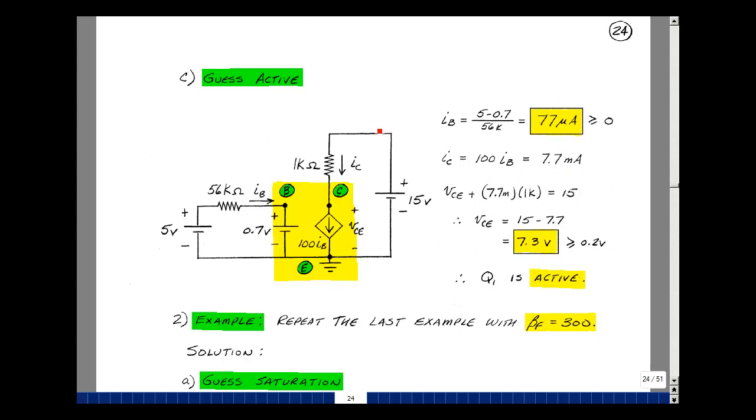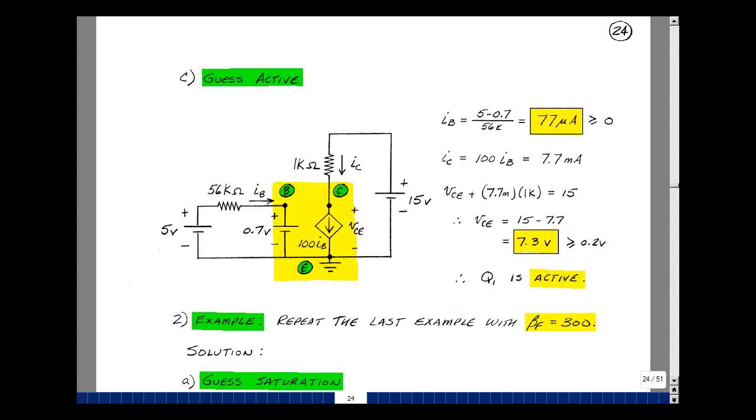The rising voltage is 15. The drop is 7.7 milliamps times 1K plus the collector emitter voltage. I can solve for that. That's going to be 15 minus 7.7 volts, and that's 7.3, and that is greater than or equal to VCE sat, which was 0.2. This is in the active region. There is only one possible state, and we found it.